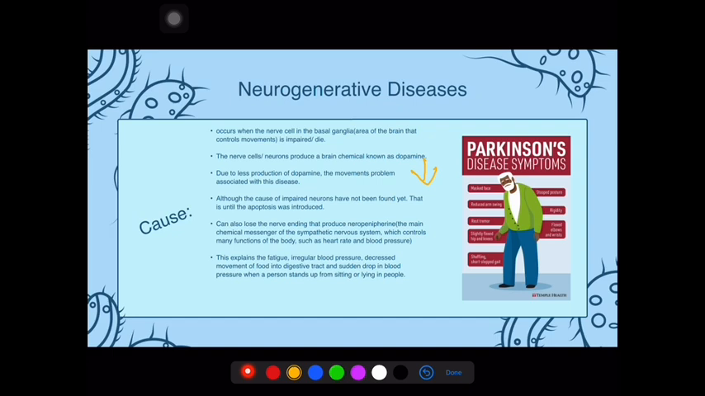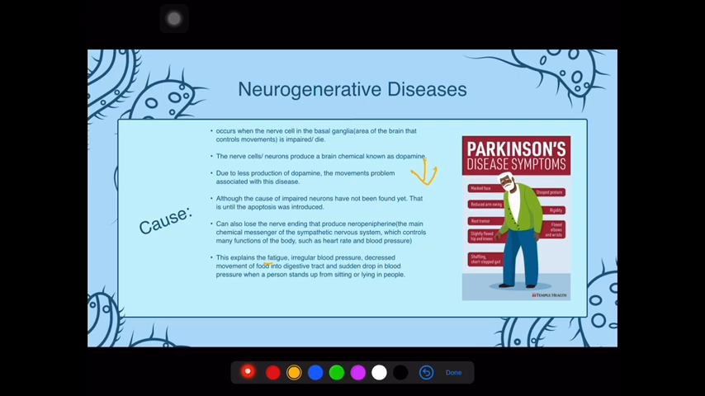This disease can also cause loss of the nerve endings that produce norepinephrine. What is norepinephrine? It is the main chemical messenger of the sympathetic nervous system, which controls many functions of the body such as heart rate and blood pressure. This also explains the fatigue, irregular blood pressure, decreased movement of food in the digestive tract, and sudden drop in blood pressure in people who have this disease. If you have any of the symptoms or more than that, then that's just you being you.